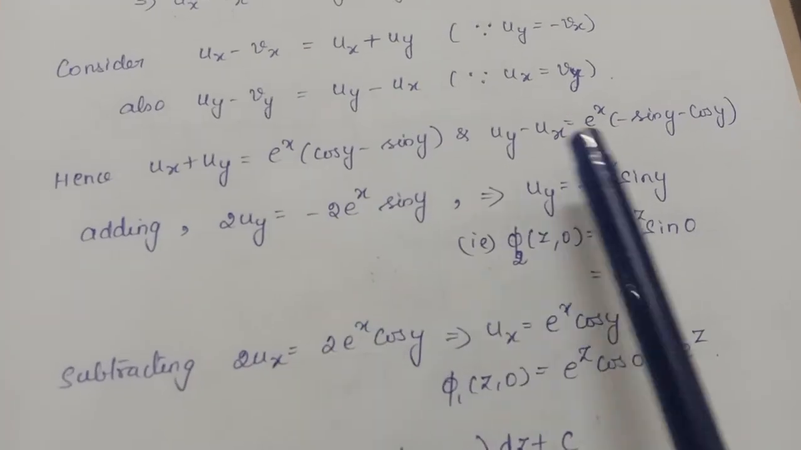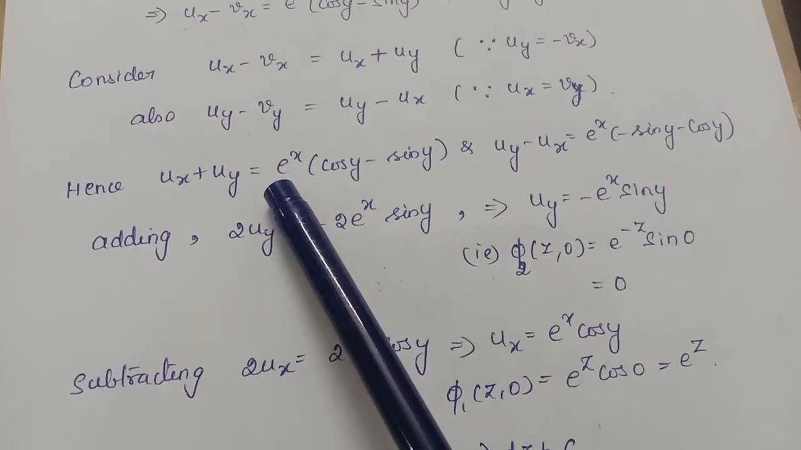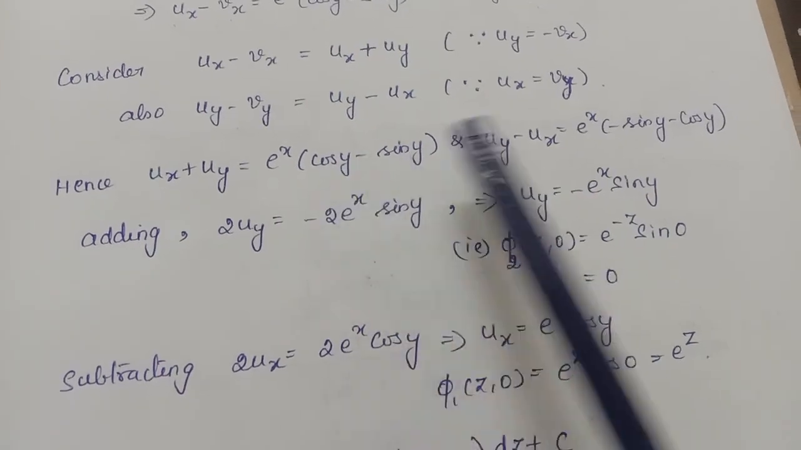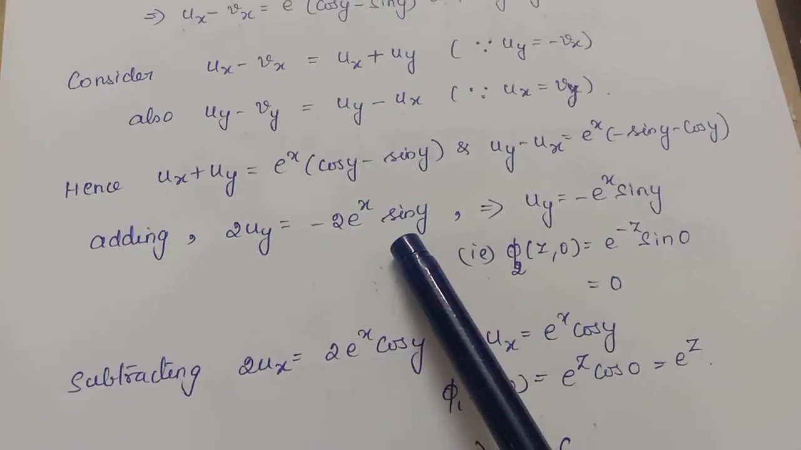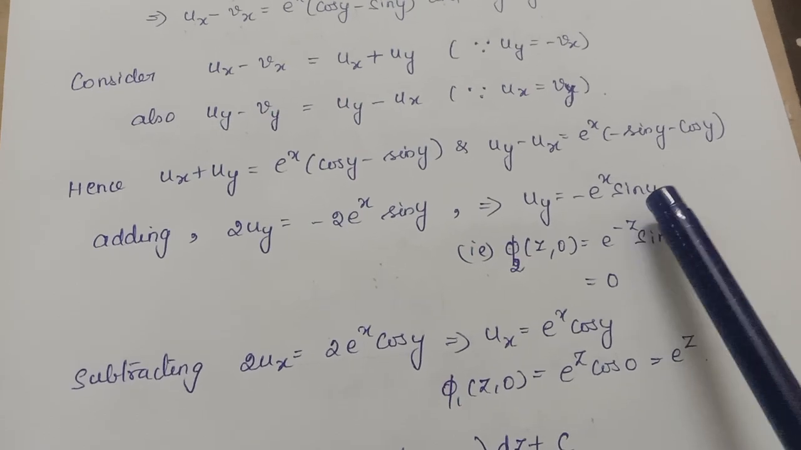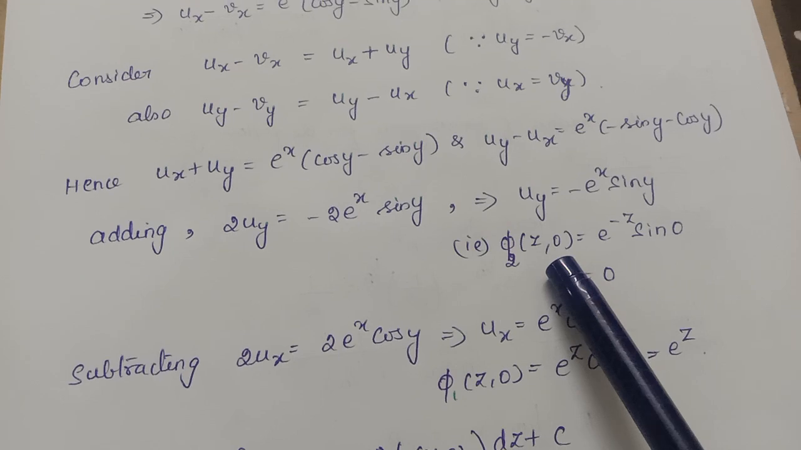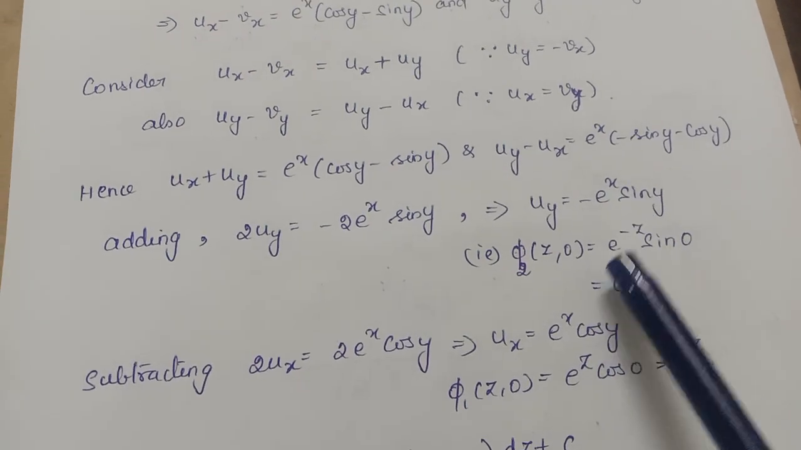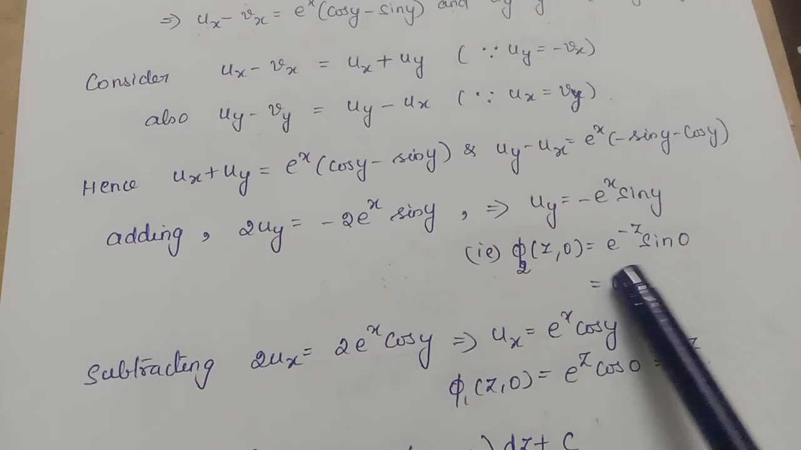Add these two equations. ux gets cancelled, no? So 2uy equals, e^x cos y minus e^x cos y gets cancelled, so what I have is minus 2 e^x sin y. Therefore uy equals minus e^x sin y. I am using the Milne-Thomson method, so uy has to be taken as phi 2 of (z, 0). So you substitute x equal to z and y equal to 0. So this phi 2 will become 0.